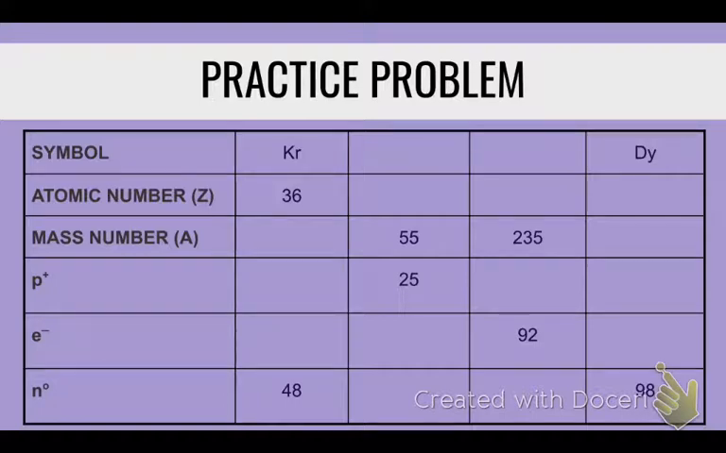So right away we can fill in the number of protons because it's the same as the atomic number. There's no charge on krypton. I don't see a +2 or a +1, so I know that my electrons are also the same as my number of protons, so I can put 36 in there. Now, I can determine the mass number by taking the number of protons and adding it to the number of neutrons. And when I add those two numbers together, I get a mass number of 84.